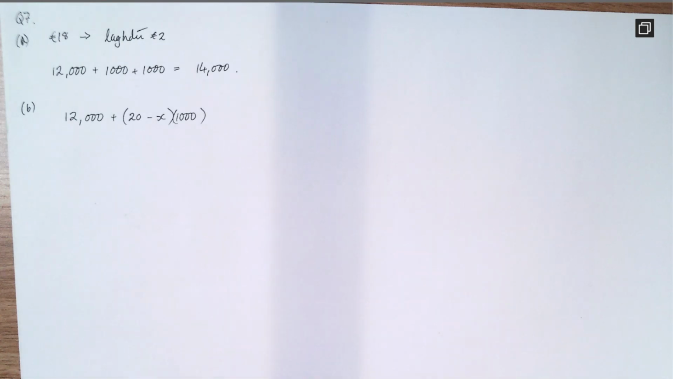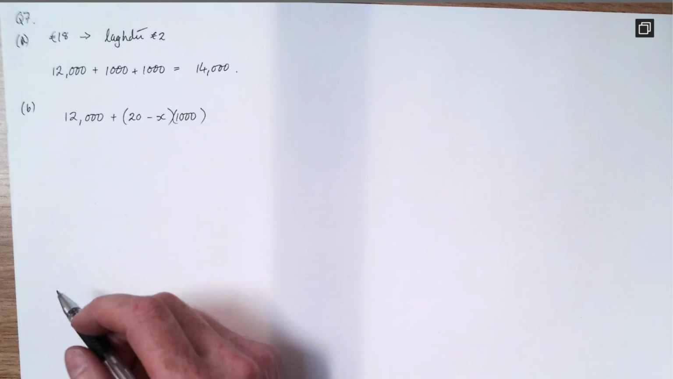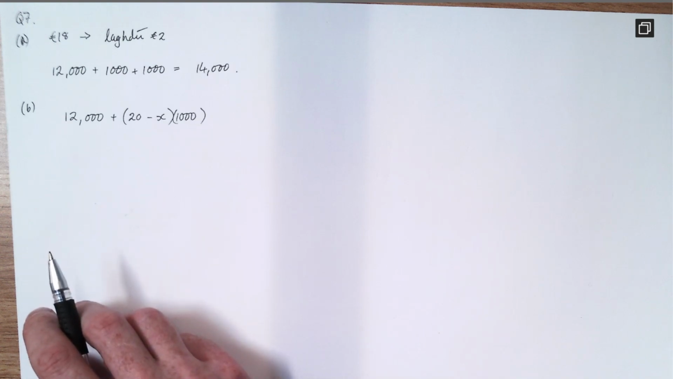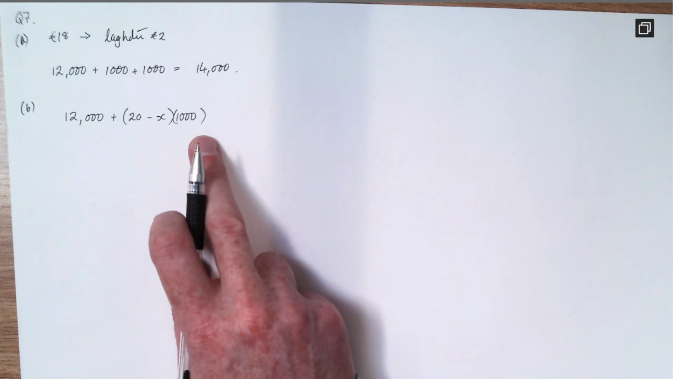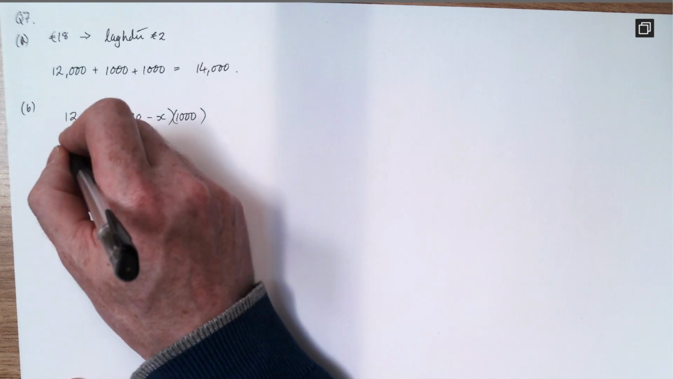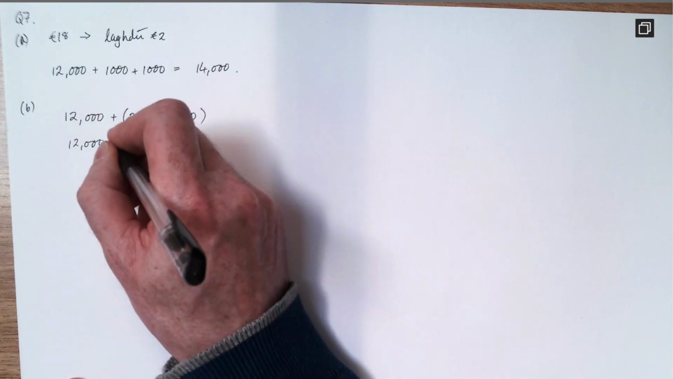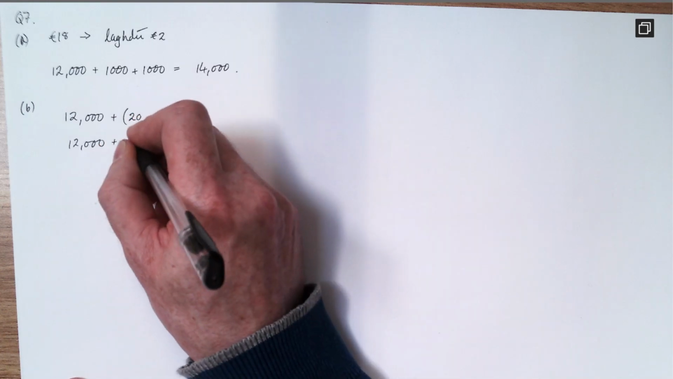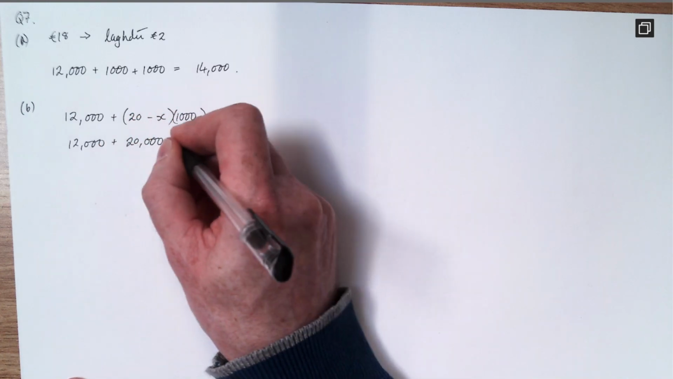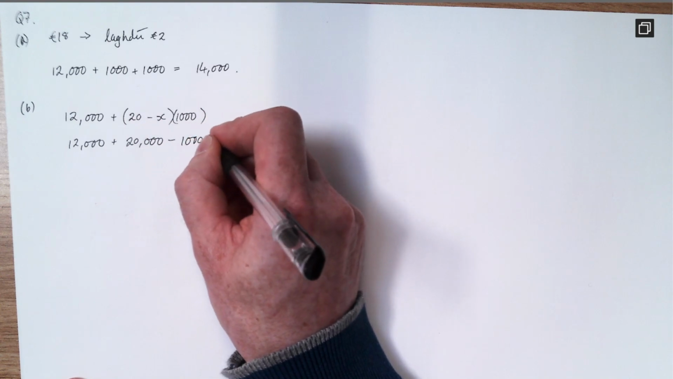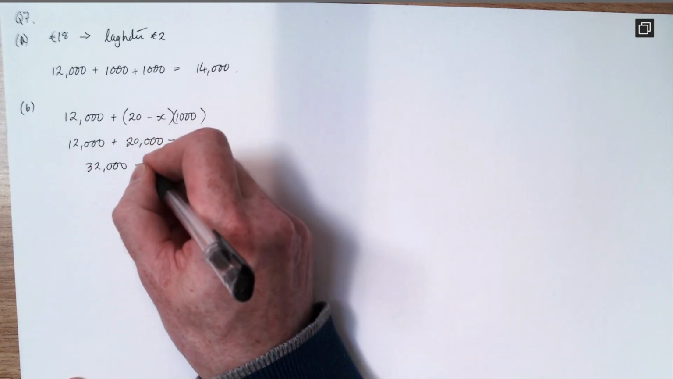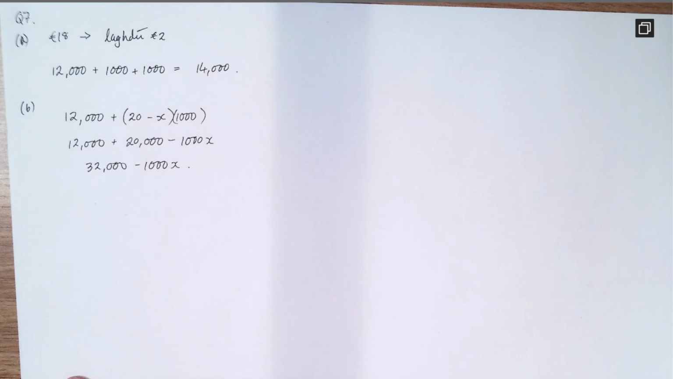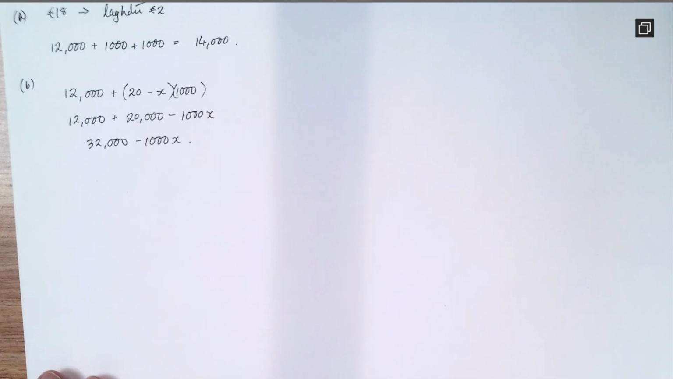Okay, so in part B, let x be the ticket price, where x is less than or equal to 20. Write down in terms of x the expected attendance at such an event. So in terms of x, the attendance is 12,000 plus 20,000 minus 1,000x. So you do 32,000 minus 1,000x.